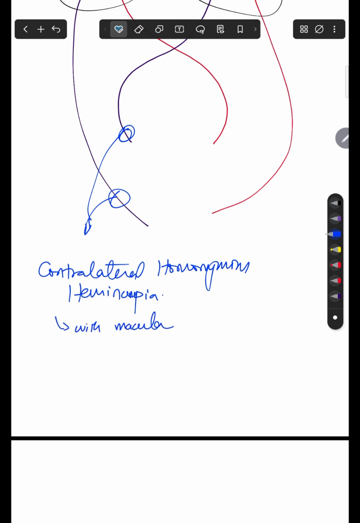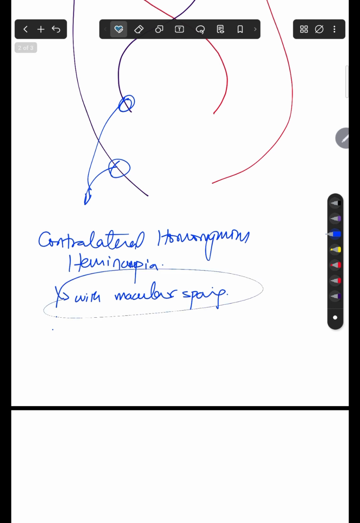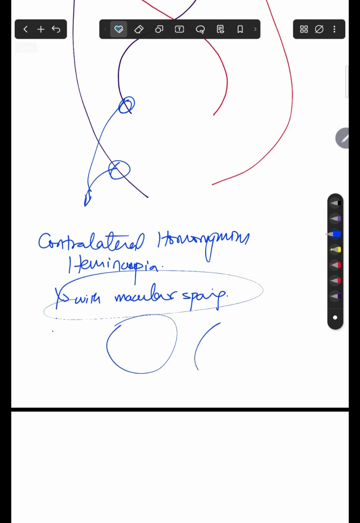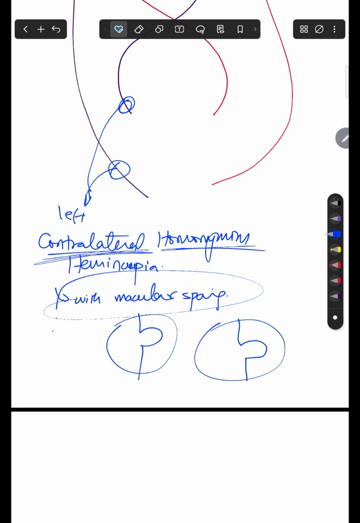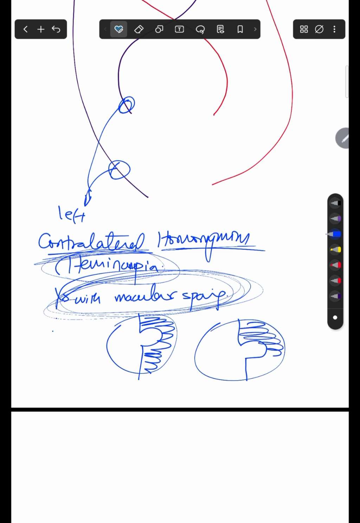Why? Because the macula has dual blood supply. They love asking you that. Why is the macula spared? Because of dual blood supply. And how would it present itself? It would present itself like this. If the defect is on the left side, then it's going to be contralateral, homonymous. They're going to look the same. Hemianopia with macular sparing. So the central part, which is the macula, is going to be spared because it's got dual blood supply.